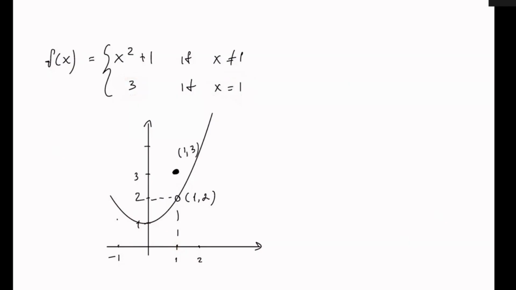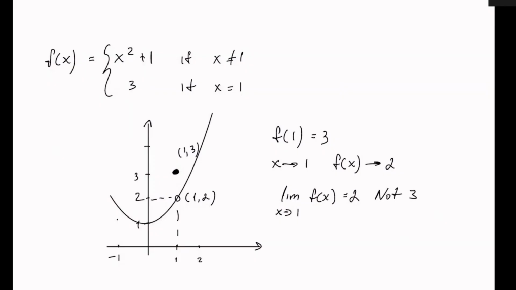So even though f of 1 is equal to 3, as x approaches 1 from both sides, from left and right, my f of x approaches not 3, but 2. So the limit as x approaches 1 of f of x is equal to 2 and not 3. So we're not interested in where the function is defined.